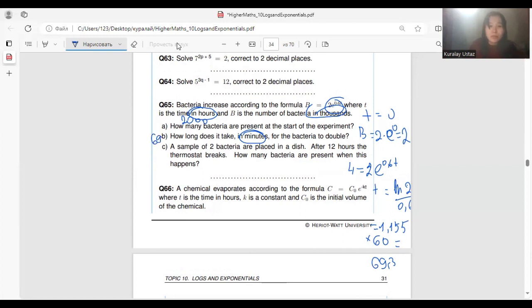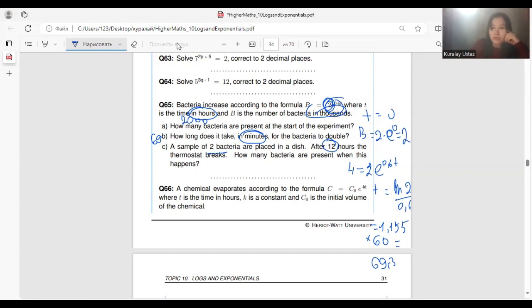Let's continue. A sample of 2 bacteria is placed in a dish, after 12 hours. So we need to find how many bacteria there were after 12 hours. Since there are 2 bacteria, is this the initial, maybe. Maybe not.